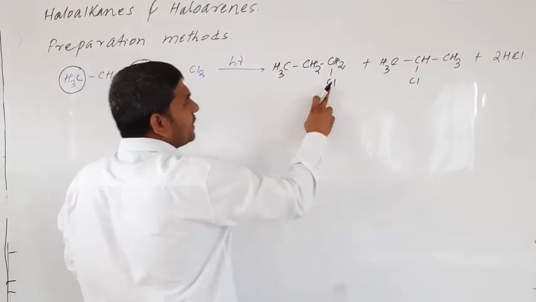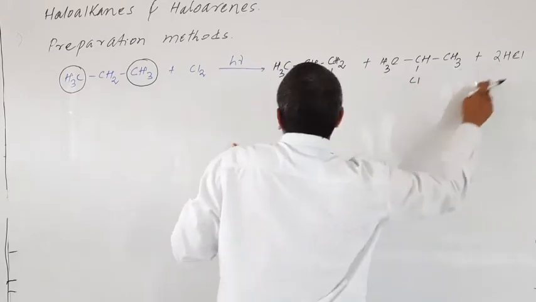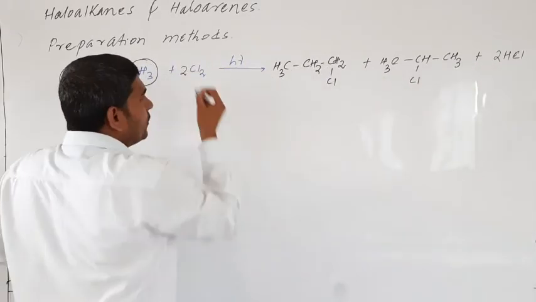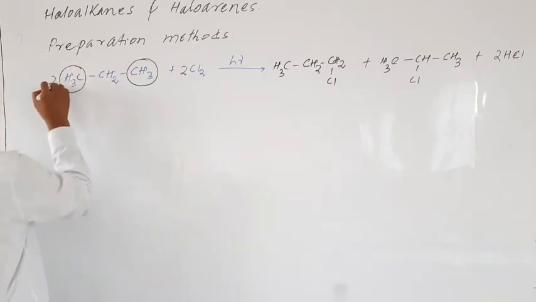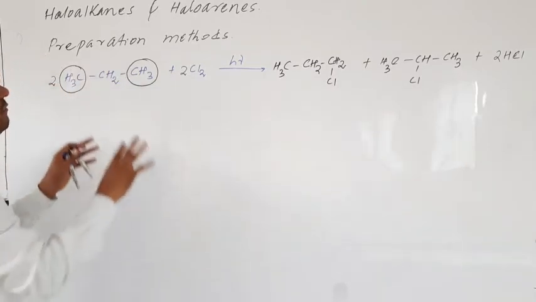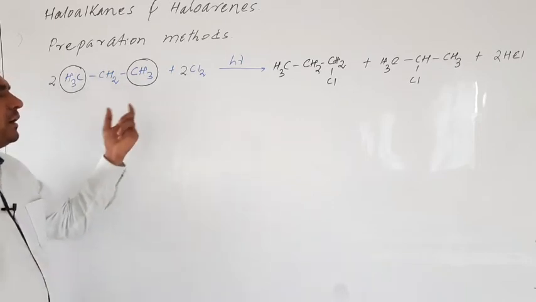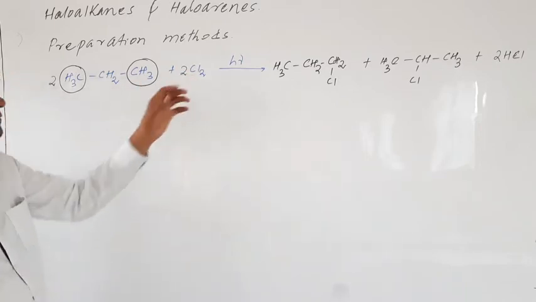But this equation is not balanced. You balance it first. How many chlorine atoms are there? 1, 2, there 2, totally 4. How many carbon atoms are there? 6. Over here only 3. You multiply this one by 2 molecules. Okay, this is how we have to balance the chemical equations.